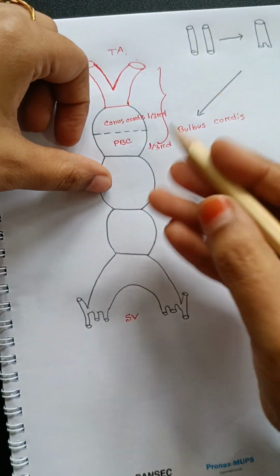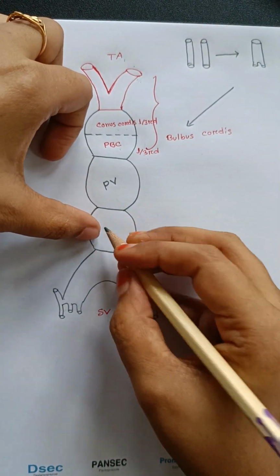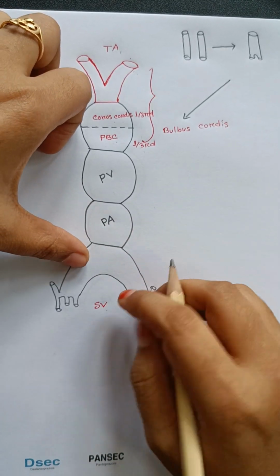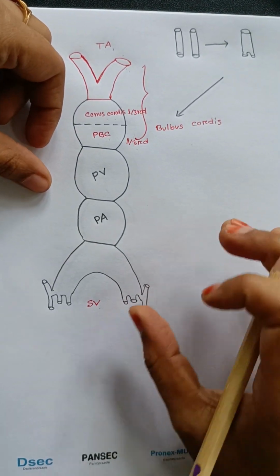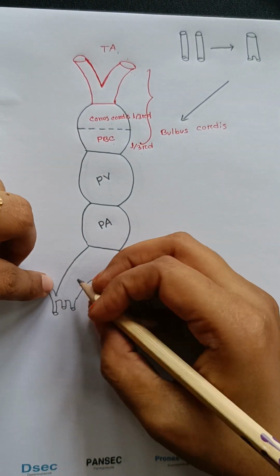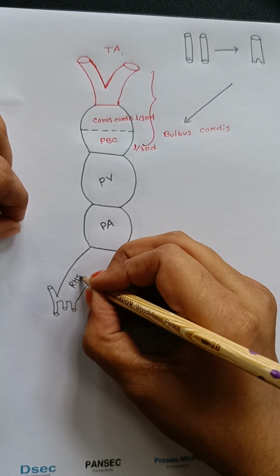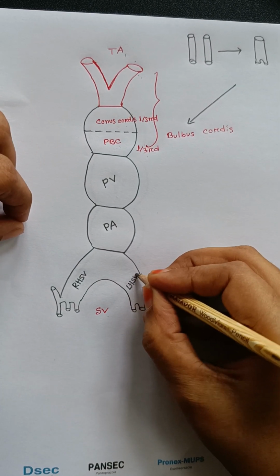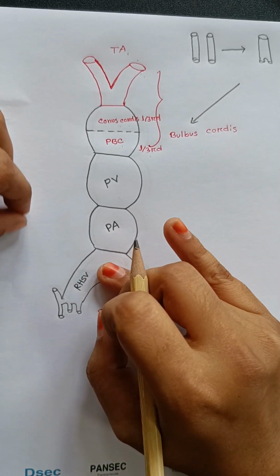Now come to the part proximal to the bulbus cordis. This part is known as the primitive ventricle. The next part is known as the primitive atrium, and the last one, the name is sinus venosus. This sinus venosus has two parts. These two are the horns of sinus venosus. This one is the right horn of sinus venosus, and this one is the left horn of sinus venosus, and the middle portion is known as the body of sinus venosus.